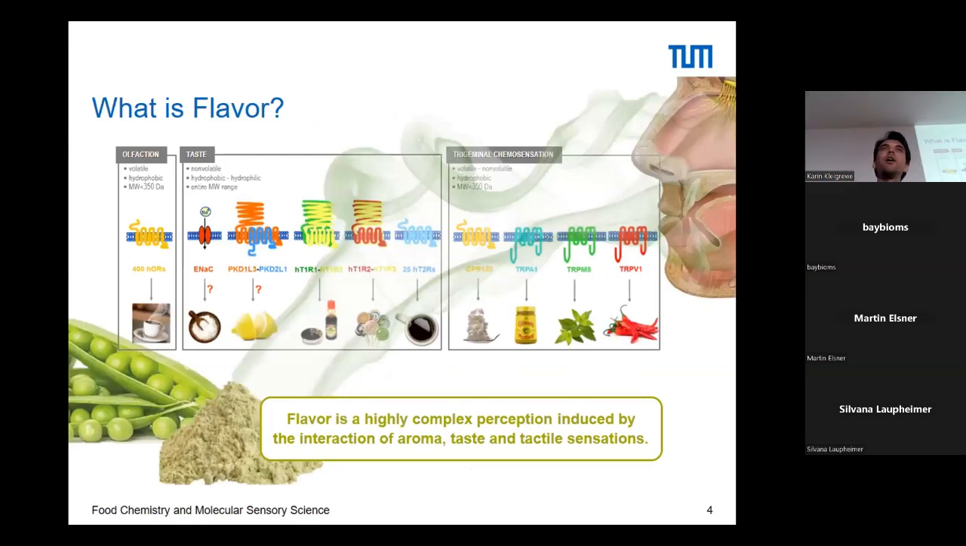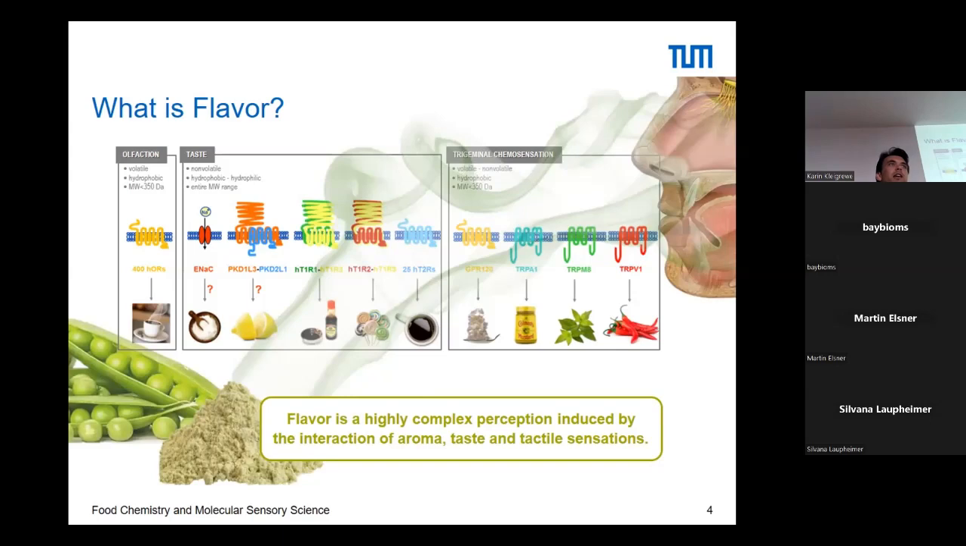So flavor is not only the aroma part, nor only the taste part, nor the trigeminal chemosensation. It is all of them, which makes it very complex and difficult to capture the overall flavor of a food. We have the aroma part, and in our body we have about 400 different odorant receptors, and for sure one main requirement for a volatile is the volatility. If the odorants are not volatile, they won't get into our nose and to the odorant receptors.